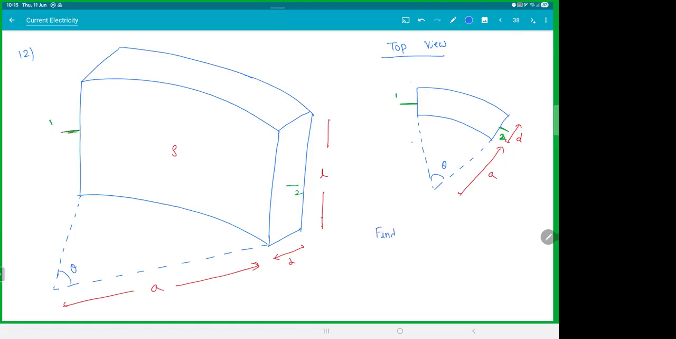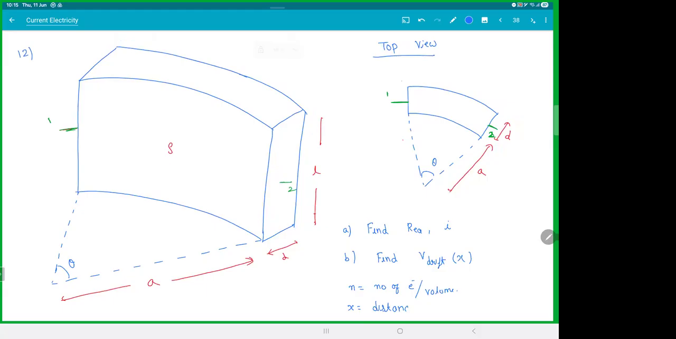Find R equivalent. Find current. Find drift velocity as a function of x. n is the number of electrons per unit volume. x is the distance from the center. Meaning if the electrons are moving inside, how will the drift velocity change as a function of x?